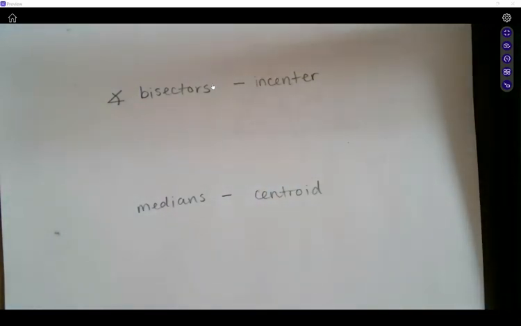Now, we also study the orthocenter, and that's where our altitudes of a triangle intersect, but that's not my focus for y'all's actual unit exam or your SMART goal. Your SMART goal was over circumcenters, incenters, and centroids, and so we're going to review those concepts today.